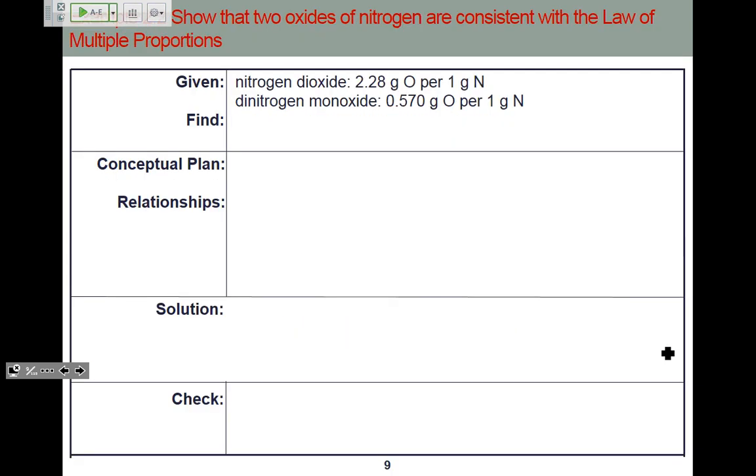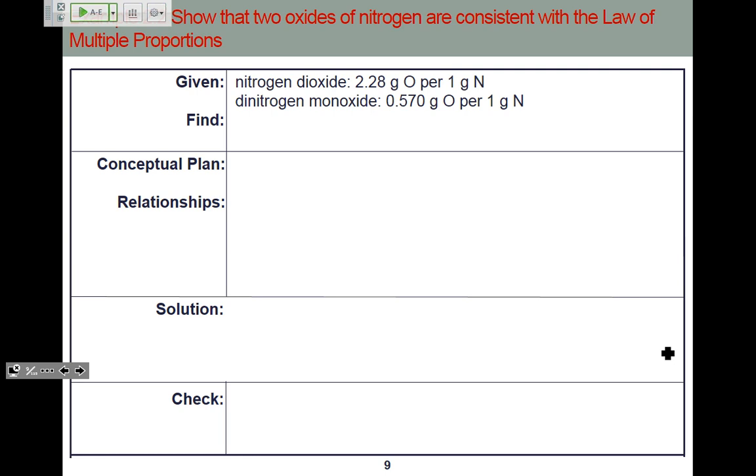So how can we utilize this? Let's look at an example. In this one, we want to show that 2 oxides of nitrogen are consistent with our law of multiple proportions: nitrogen dioxide versus dinitrogen monoxide. And don't worry, later on we're going to learn naming of these things, but it's pretty straightforward.